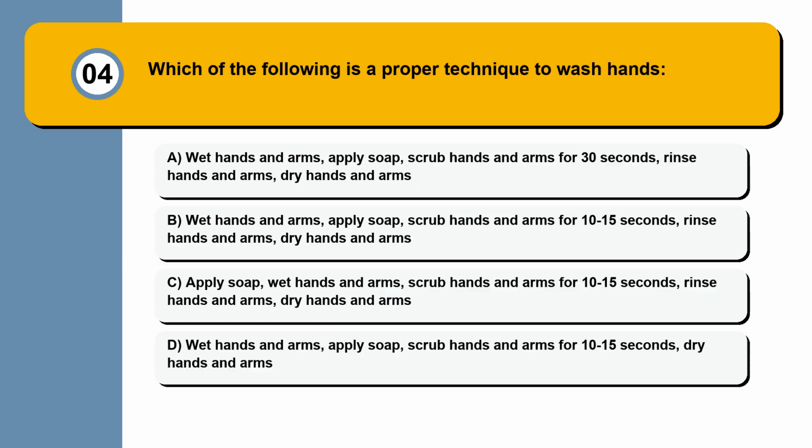Question 4. Which of the following is a proper technique to wash hands? Wet hands and arms, apply soap, scrub hands and arms for 30 seconds, rinse hands and arms, dry hands and arms. Wet hands and arms, apply soap, scrub for 10 to 15 seconds, rinse, dry. Apply soap, wet hands and arms, scrub for 10 to 15 seconds, rinse, dry. Wet hands and arms, apply soap, scrub for 10 to 15 seconds, dry hands and arms.